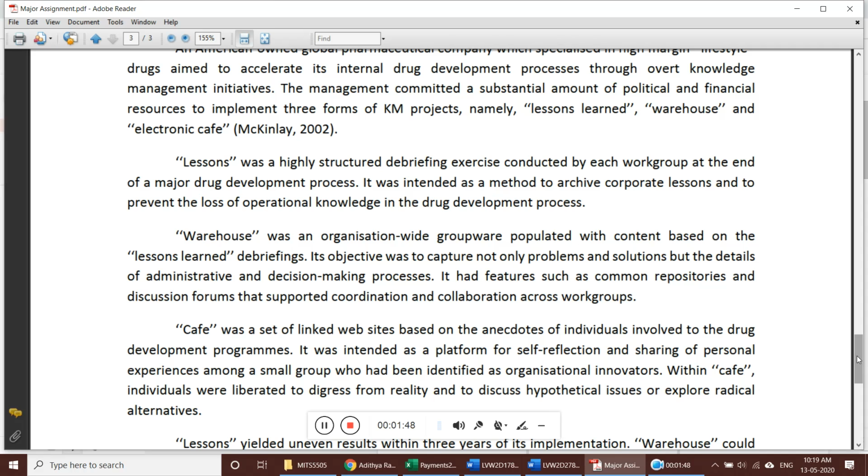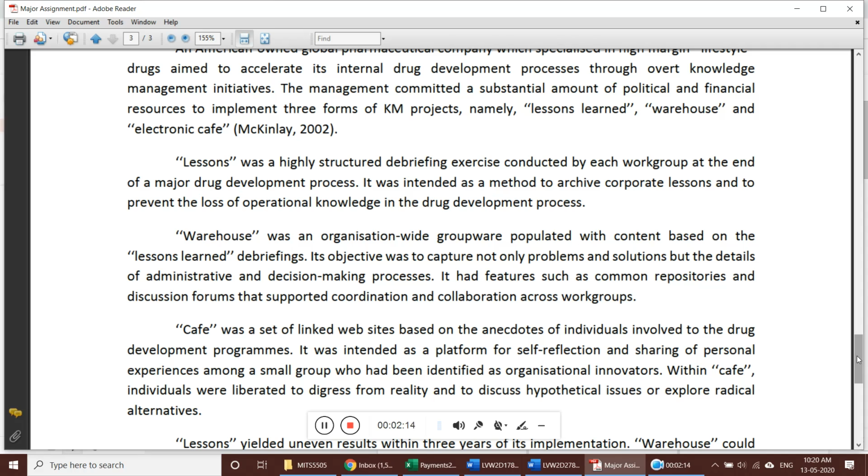Okay, so here CAFE will be used by the individuals who participated in the drug development program, and they will be sharing their experiences. So CAFE will be used for sharing experiences, lessons will be storing all these individual experiences, and the warehouse will be populated with the lessons learned. Okay, this is a simple structure.